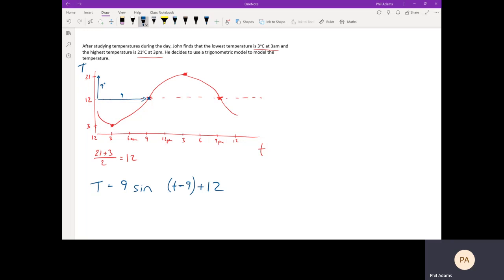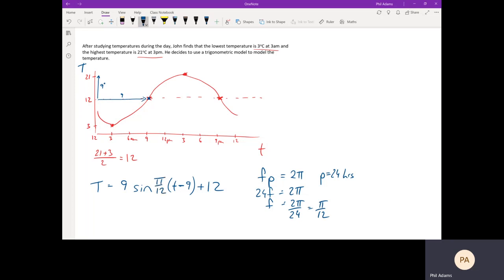So the last thing to work out then is what is the frequency. Now remember, frequency times the period will give you 2 pi. Now our period here is 24. Okay, the period is 24 hours because it repeats every 24 hours. So we know that we've got 24f equals 2 pi, so we can rearrange that like so and simplify it to pi over 12. So that's our frequency, and that's what goes in front of the brackets.